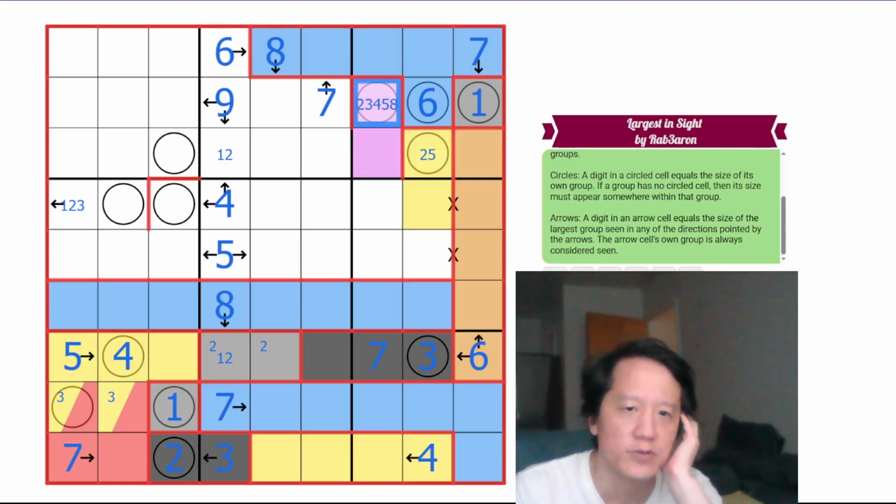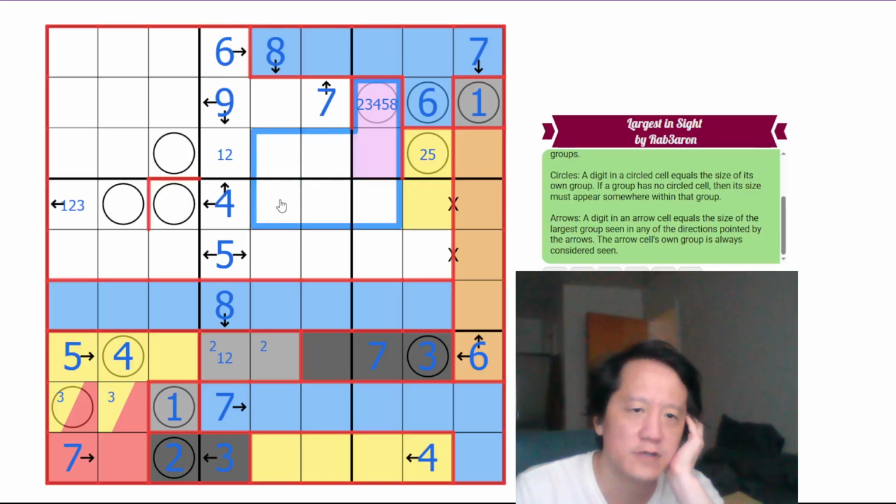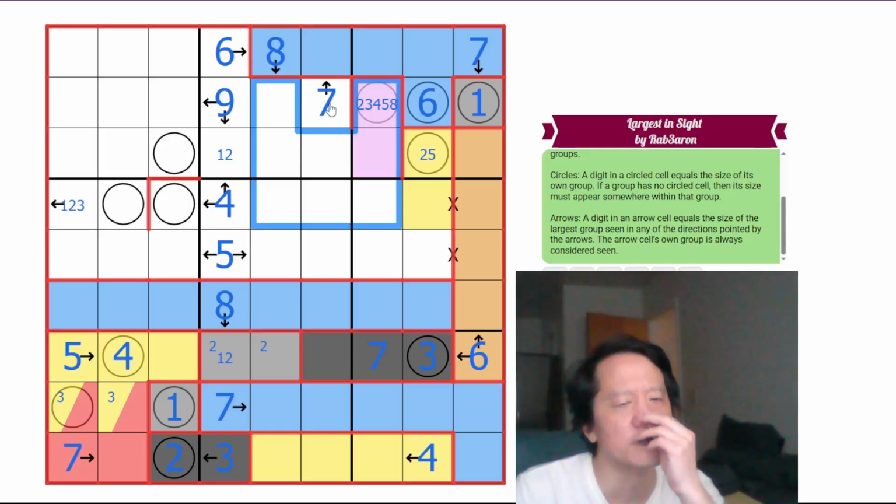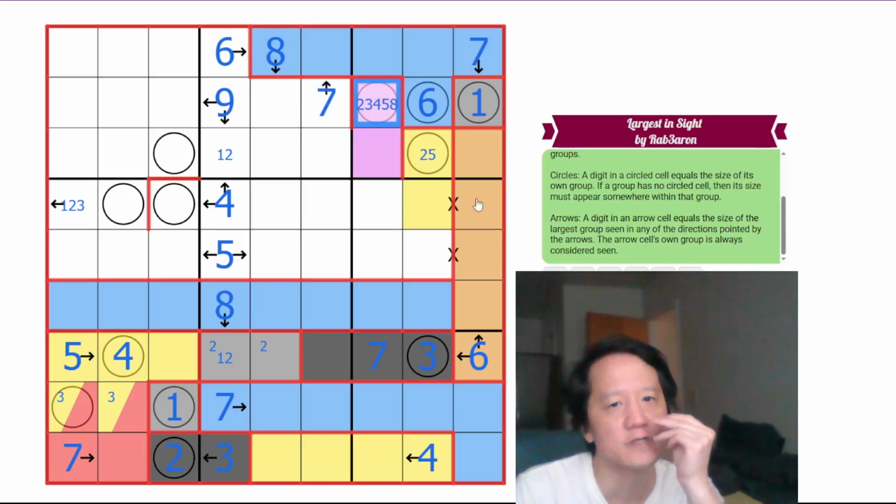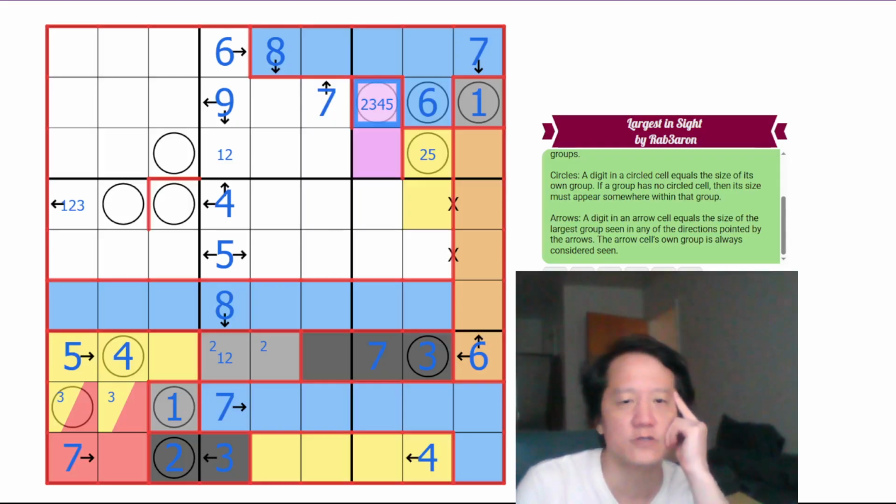I think this is similar, right? 1, 2, 3, 4, 5, 6, 7. Can't go here. Can't go down. It would have to go here, but then that would not be a size 7 region. So this can't be 8. These are 2 through 5.